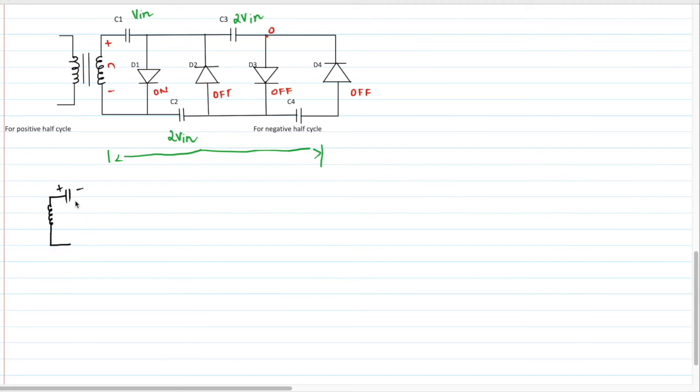Plus minus capacitor C1, diode D1 is closed. The rest you don't have to draw, because diodes D2, D3, D4 are off, so that's not required. So for the first positive half cycle, this is plus, this is minus V in, and this is Vc. Applying KVL, minus V in plus Vc equals 0. So Vc1 equals V in.